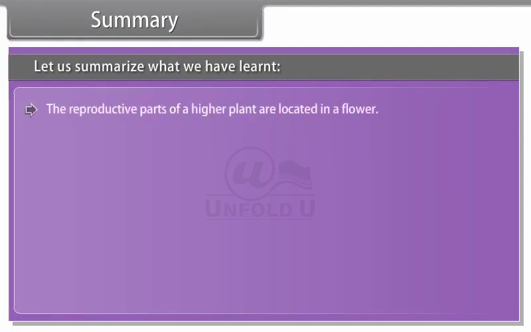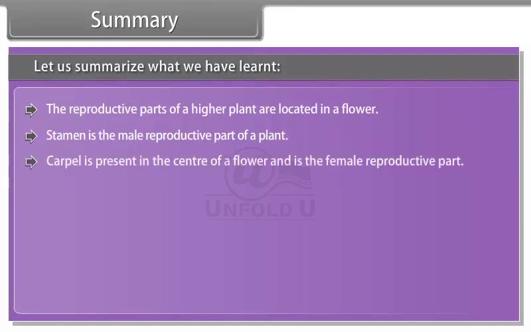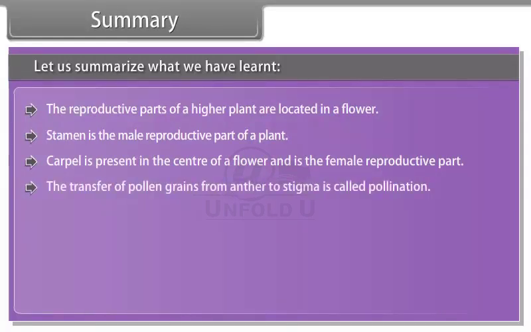Summary. Let us summarize what we have learned. The reproductive parts of a higher plant are located in a flower. Stamen is the male reproductive part of a plant. Carpel is present in the center of a flower and is the female reproductive part. The transfer of pollen grains from anther to stigma is called pollination.